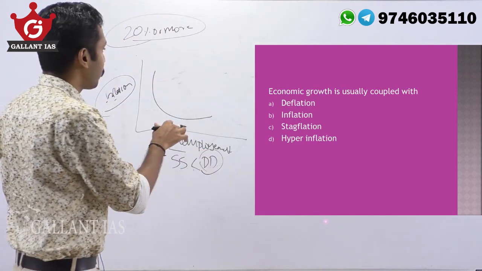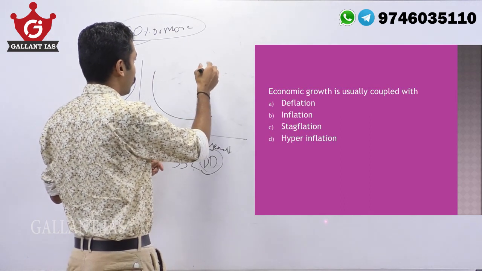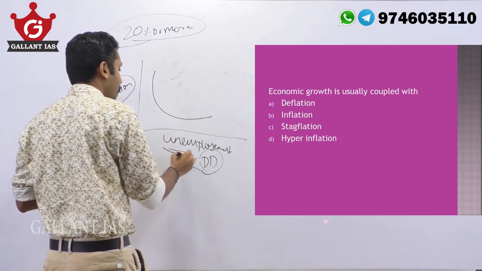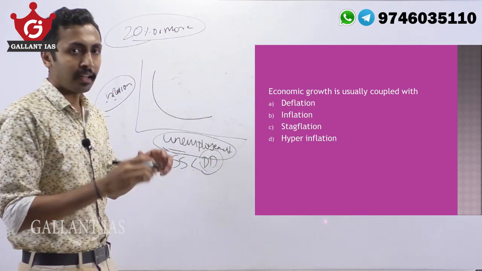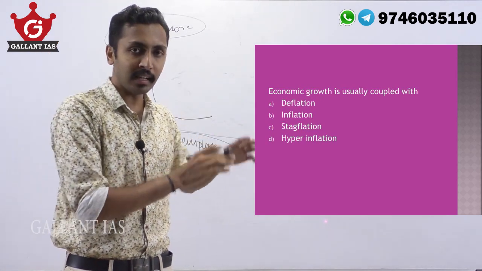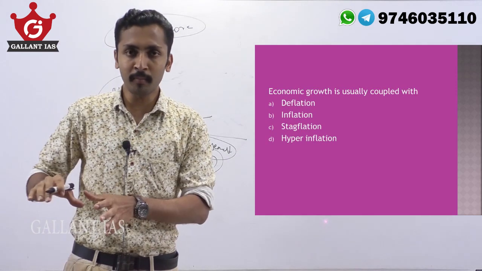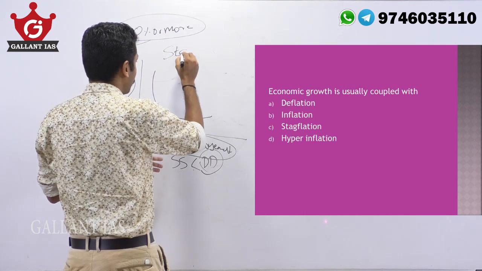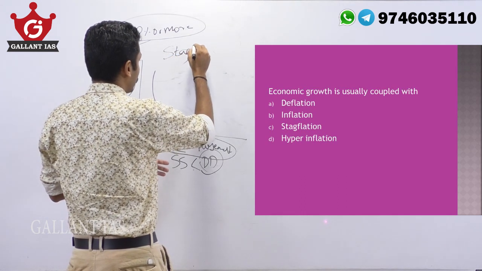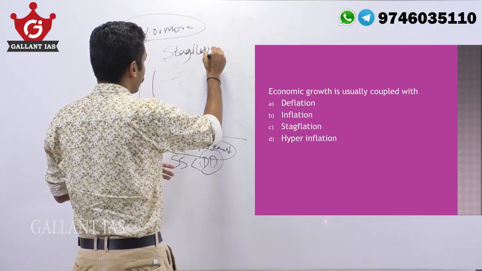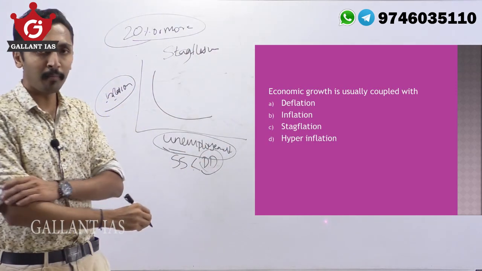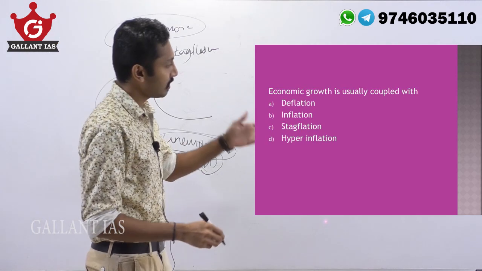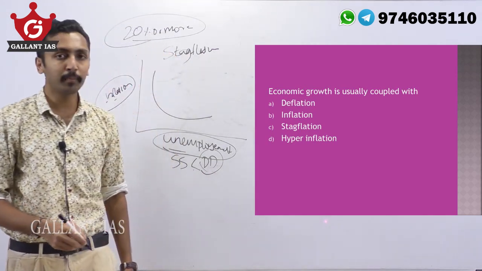But in the case of stagflation, it is a situation of both higher inflation and higher unemployment. In an economy, when there is higher inflation and also higher unemployment, that situation is known as stagflation. Exact opposite of the Phillips curve. That is what stagflation is. Here the question is regarding economic growth is usually coupled with.